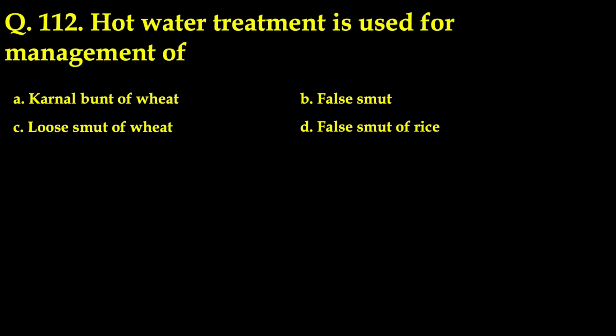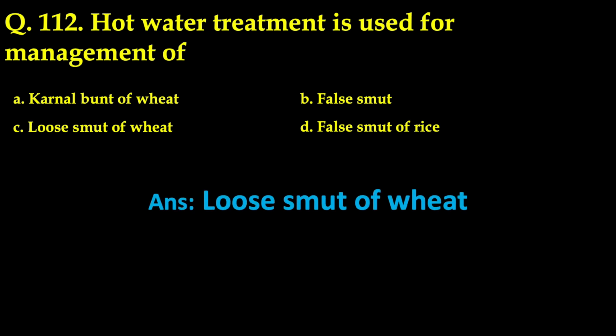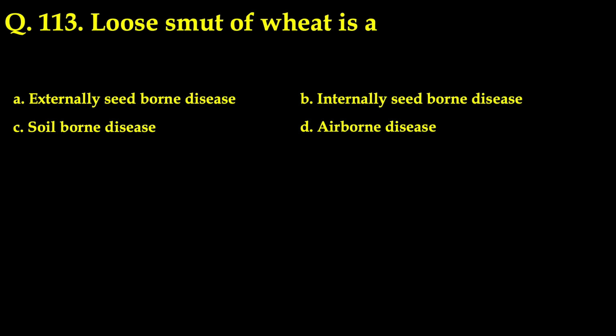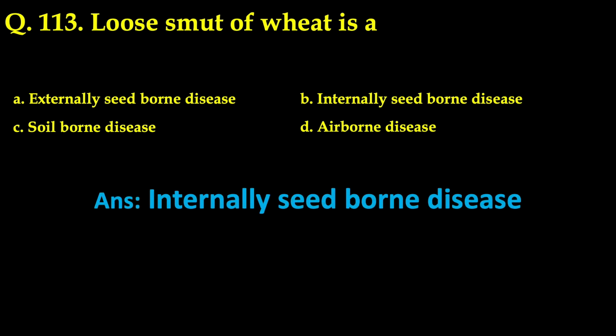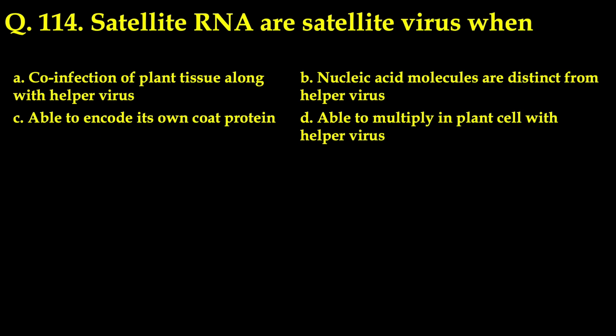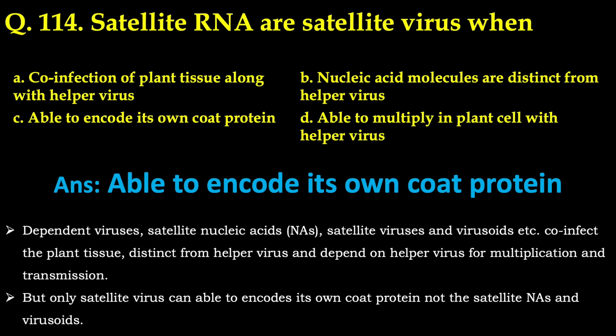Next question is on hot water treatment is used for the management of. Out of the four options, the right answer is loose smut of wheat. Loose smut of wheat is, out of the four options, the correct answer, an internally seed-borne disease. Satellite RNA or satellite viruses, when, out of the four options, the correct answer is able to encode its own coat protein. This is the correct answer for the question: satellite RNA or satellite virus when they are able to encode their own coat protein.